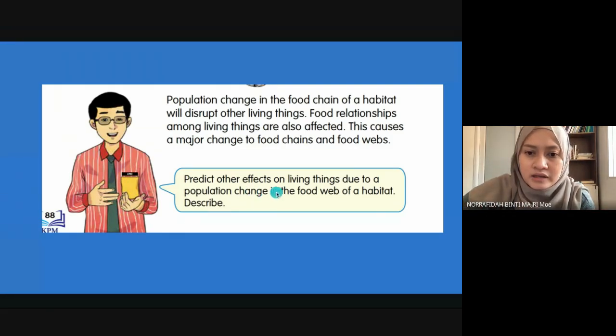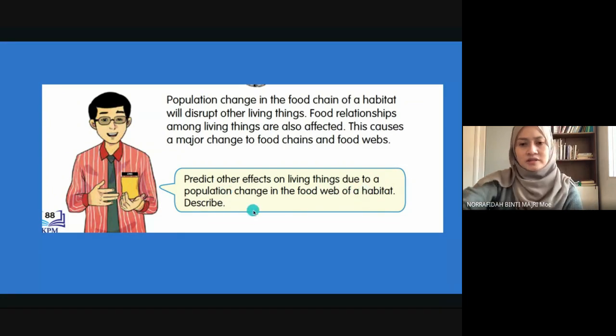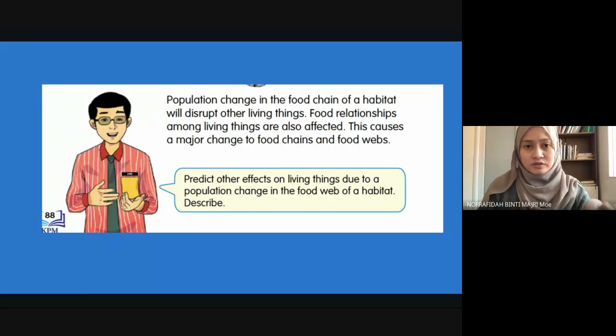So, predict other effects on living things due to a population change in the food web of a habitat. Describe. If any one of the living things dies, changes, perishes, or is destroyed, it will give bad effects to other living things. This is the effect if there is any change. This is the last topic.